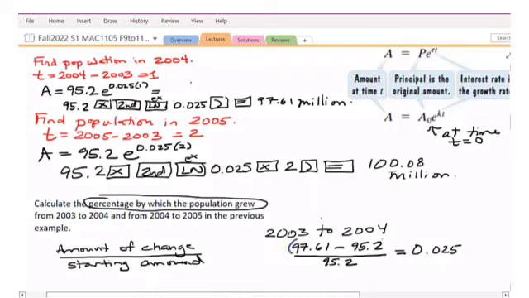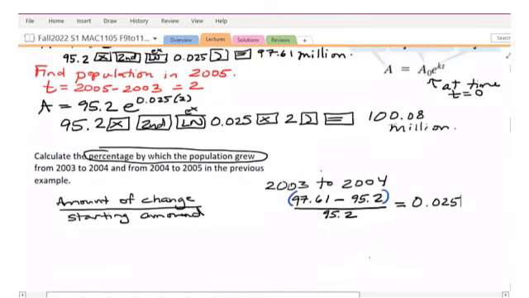So it's implied that this operation on top is happening first. It's like it's in invisible parentheses. So you can either hit 97.61 minus 95.2 equals and do that operation first and then hit divide, or just put it in parentheses. Either way, but make sure you got 0.025. All right. So again, we're going to take the ending amount to get the amount of change, ending minus starting amount.